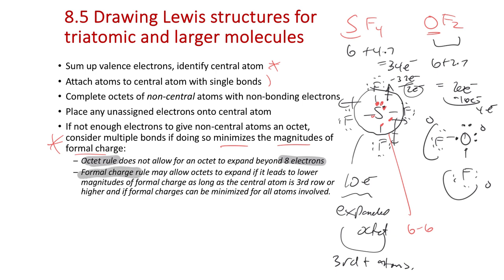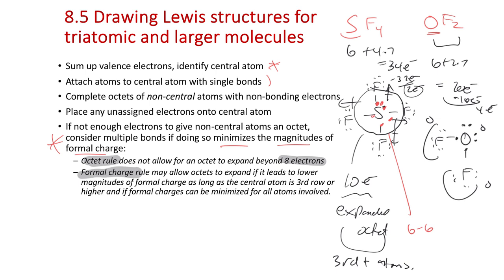We'll show this in a few Lewis structures, but the formal charge rule may allow octets to expand if it leads to lower magnitudes of charge. But again, the central atom has to be in the 3rd row of the periodic table. We cannot expand 2nd row octets. So just have in the back of your mind, if you're trying to expand an octet of a 2nd row atom, you cannot do that by definition.